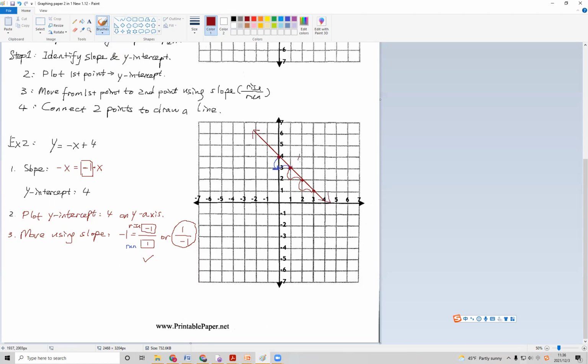This is y equals negative x plus 4. So write down the equation next to the line.